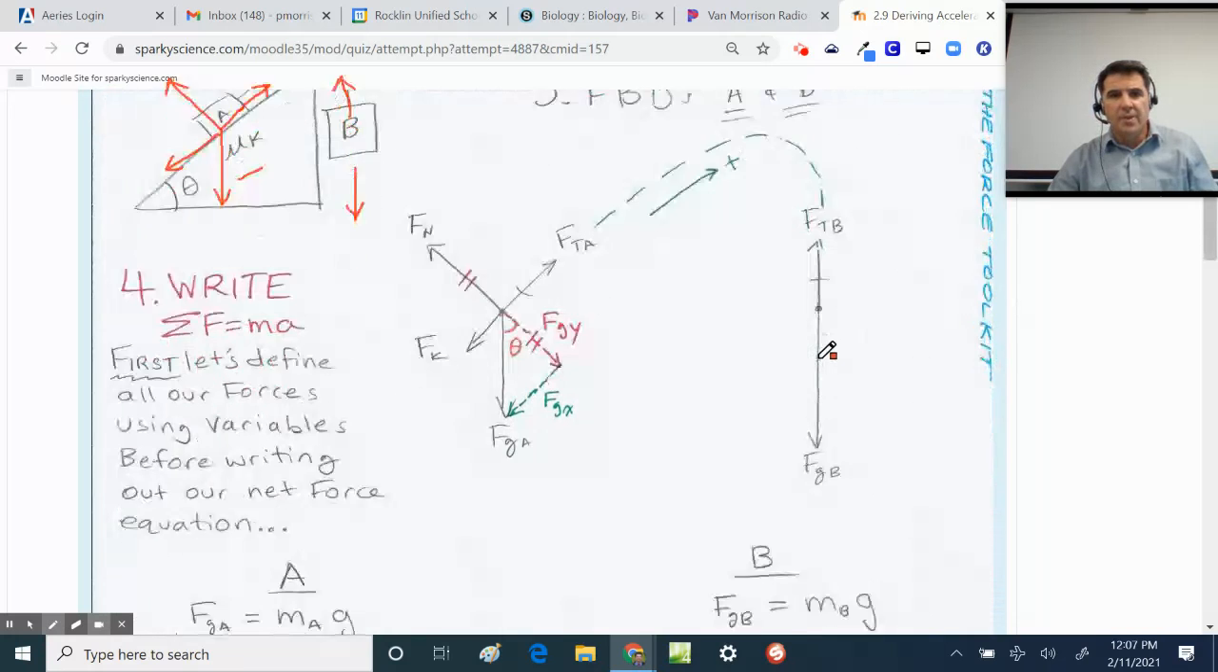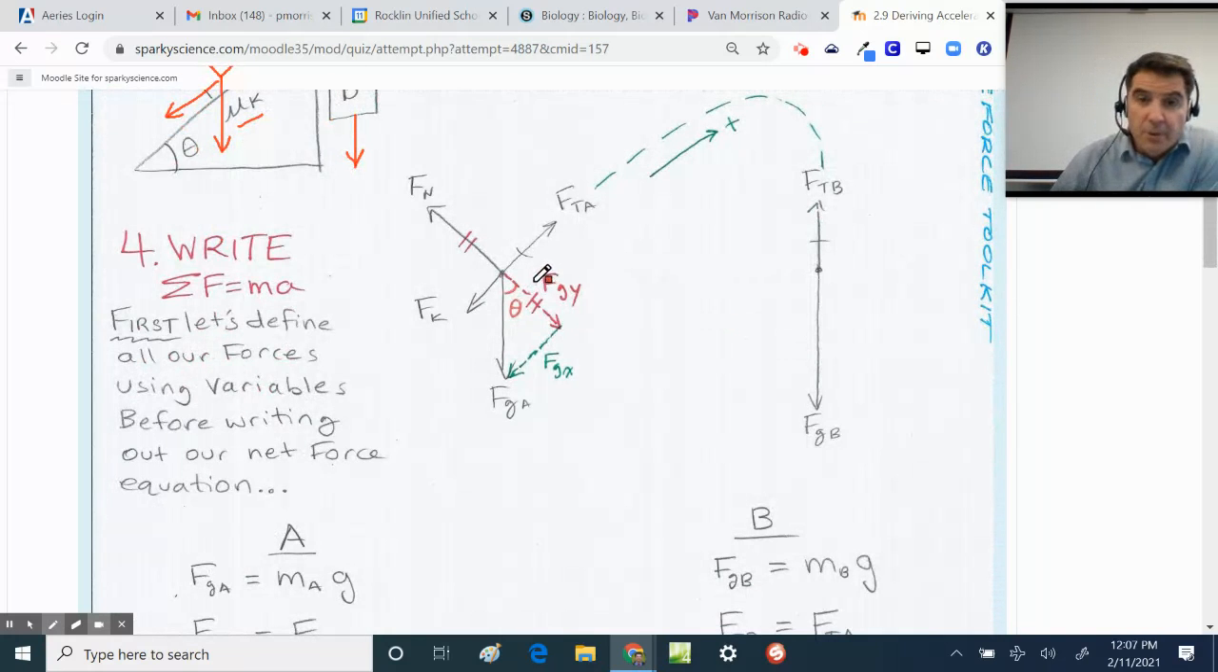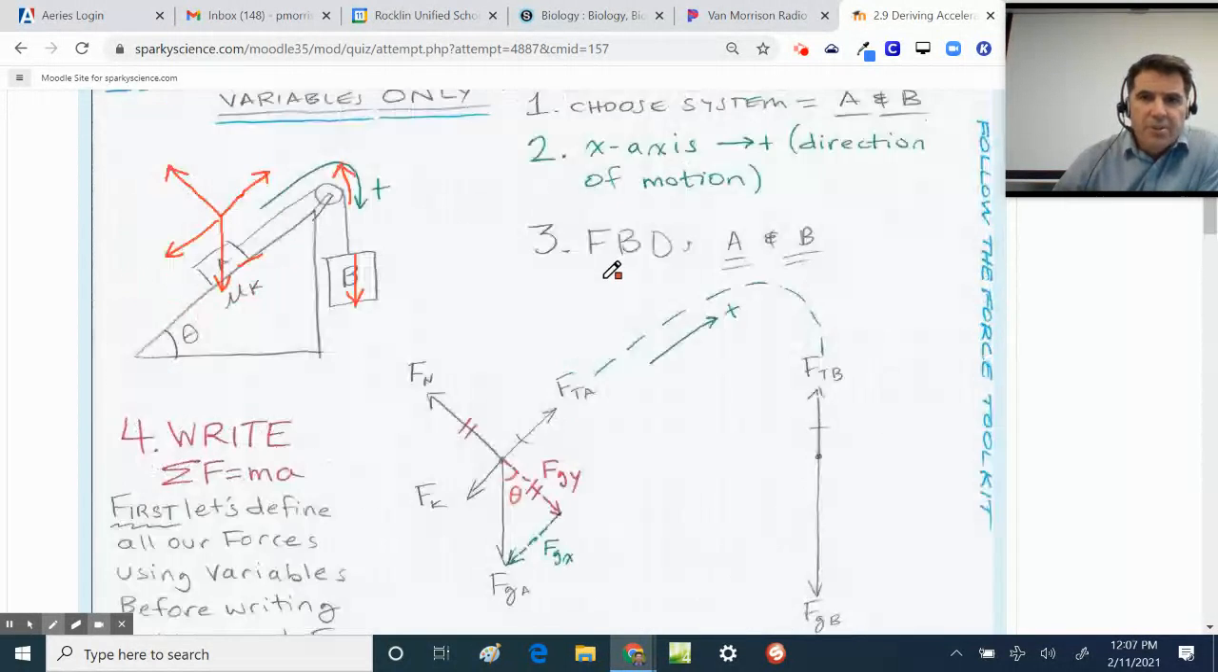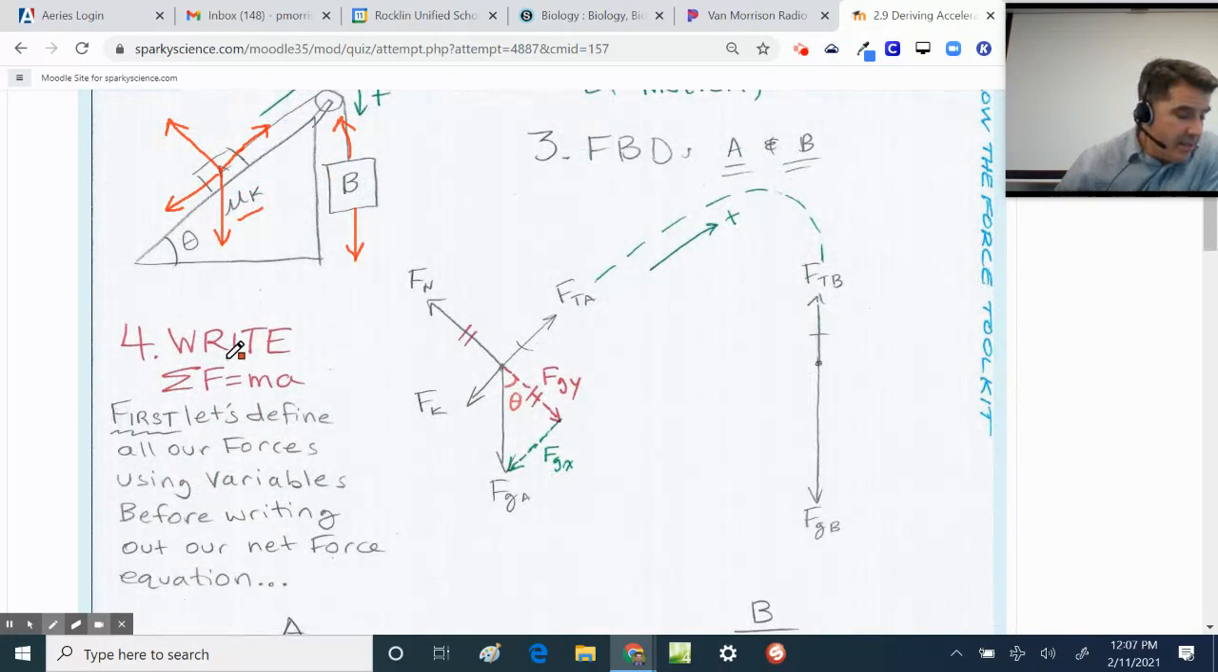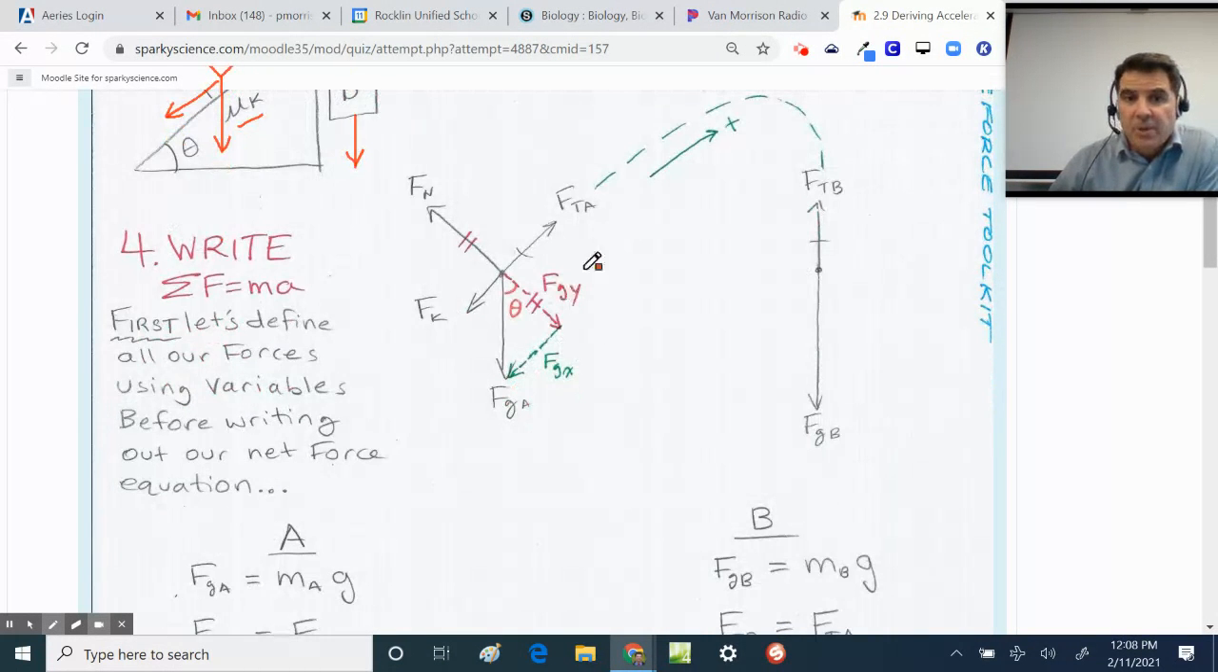These will be our main forces that are on this object. As we look down, though, the force of gravity in the y direction and the force of gravity in the x direction are also considered because they impact our rate as we go up. Now the fourth step in the force toolkit is to write Newton's second law equation: the sum of the forces equals mass times acceleration. But instead of just jumping to that, I'm going to define each one of these things first.